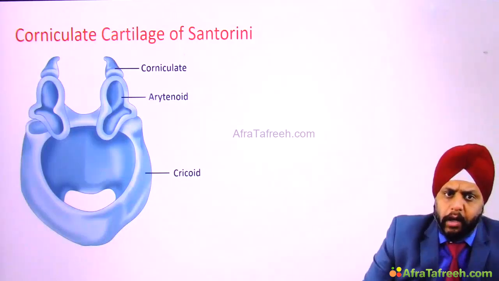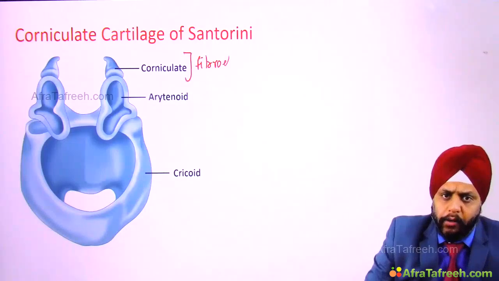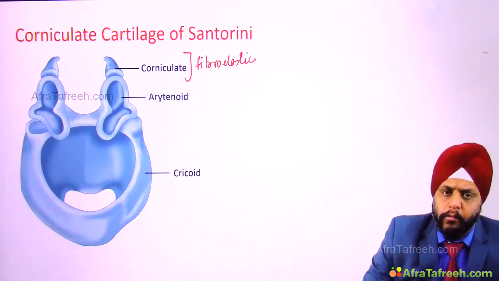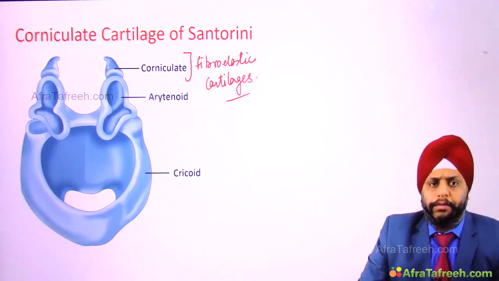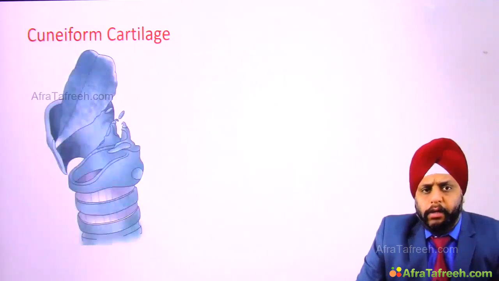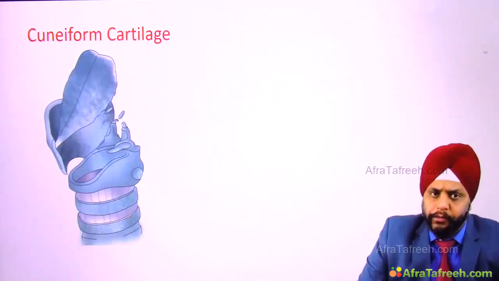Now these cartilages are small fibroelastic cartilages, right? So these are small fibroelastic cartilages lying above the arytenoid cartilage. Lastly, we have the cuneiform cartilages.